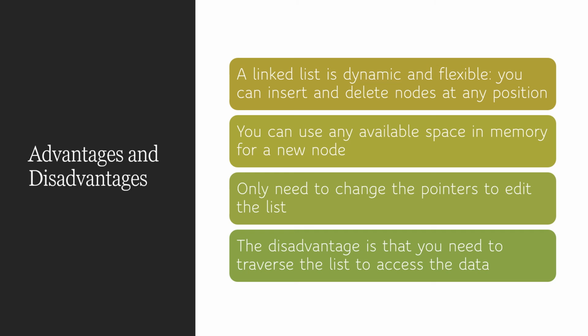And to make those changes, you only need to edit the pointers. You don't really need to make any other changes, and now the linked list can be in a different order. It can add and take away. Of course, there is a disadvantage. You can't go directly to the different data values in a linked list. You've got to traverse the list. You've got to follow the pointers to get to the data values.